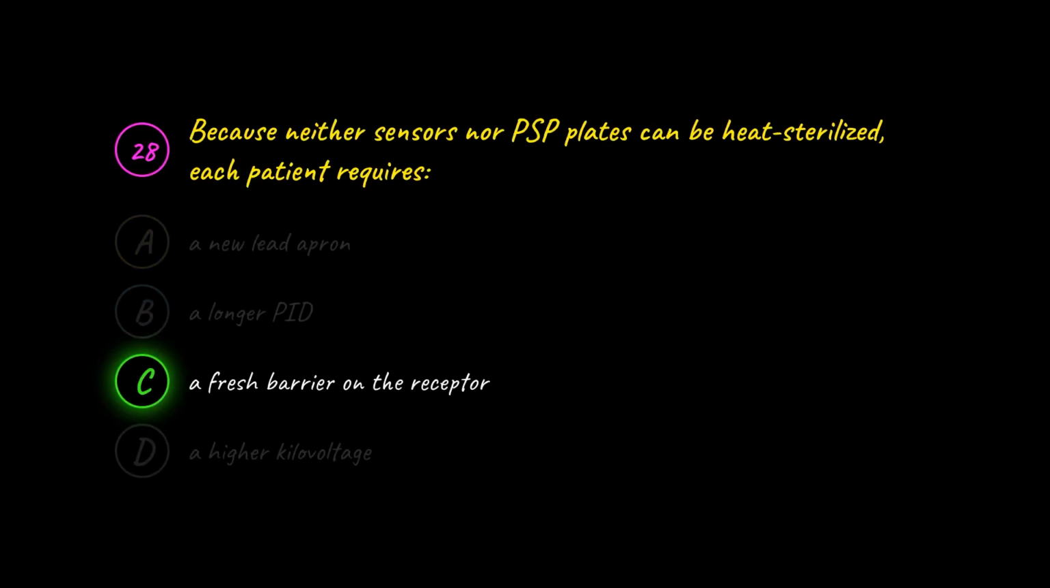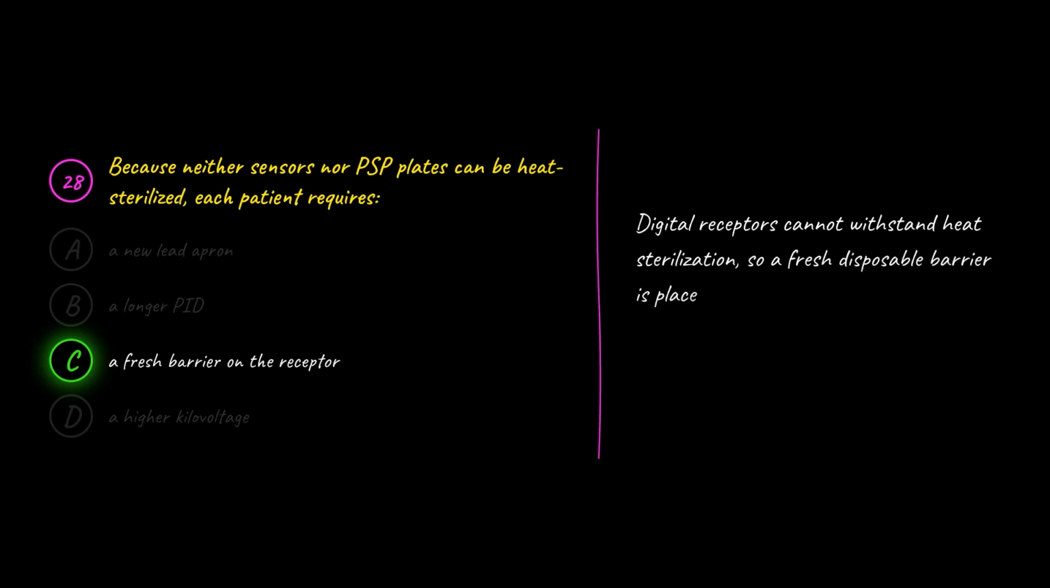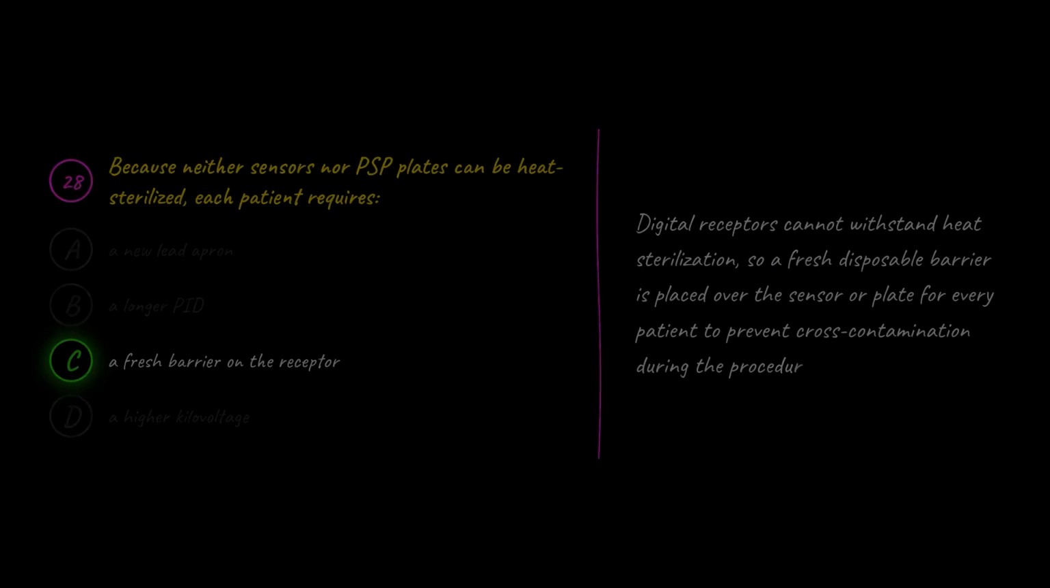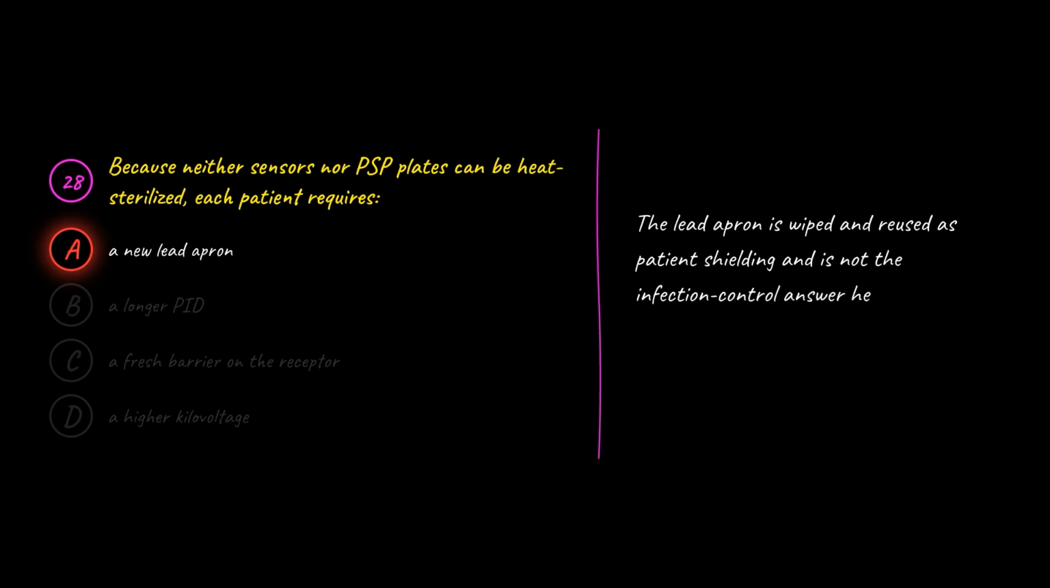The correct answer is C. A fresh barrier on the receptor. C is correct because digital receptors cannot withstand heat sterilization. So a fresh disposable barrier is placed over the sensor or plate for every patient to prevent cross-contamination during the procedure. A is wrong because the lead apron is wiped and reused as patient shielding, and is not the infection control answer here. The receptor itself is what needs a fresh barrier each time.